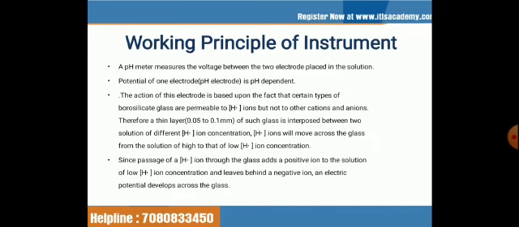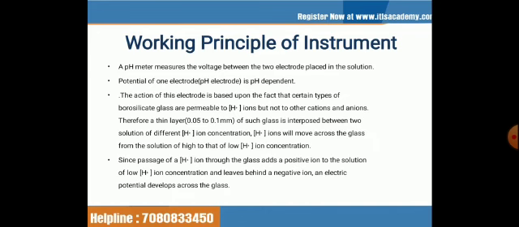Okay, let's see the working principle of the instrument. A pH meter measures the voltage between the two electrodes placed in the solution. The potential of one electrode, that is the pH electrode, is pH dependent. The action of this electrode is based upon the fact that certain types of borosilicate glass are permeable to H ion but not to other cations and anions.